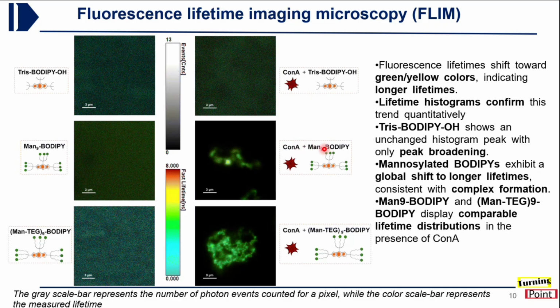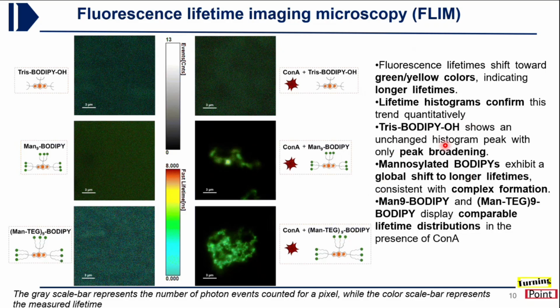Then they used the Con plus Man9 body P. Now you can see a little difference in the color, so it is this green color. We can see here the excited state at this green line. Then Con plus Man tetraethylene glycol 9 body P, there is also a color change. So basically, the fluorescence lifetime shifts toward the green and yellow colors, indicating longer lifetimes for Man9 body P and Man tetraethylene glycol 9 body P.